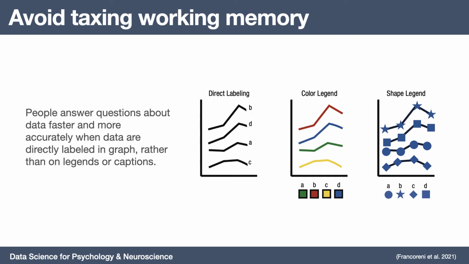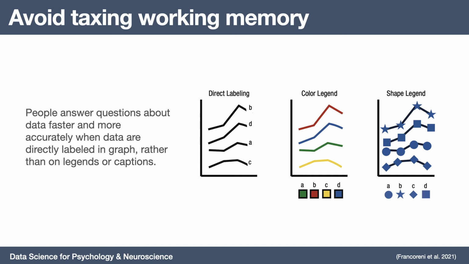Whereas the color legend and the shape legend requires scanning back and forth between the lines themselves and the legend or caption that defines what each of the lines are. It's much easier for a viewer to see the patterns, even if you're not using fancy colors or fancy shapes, if you simply put the labels next to the lines as opposed to nesting them in legends.